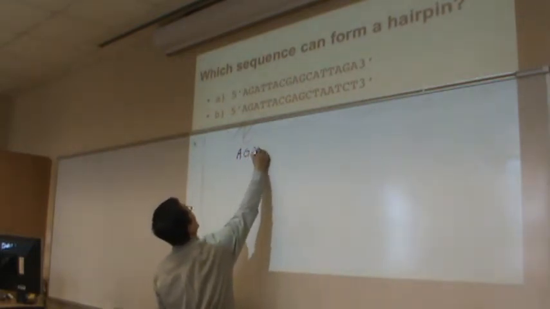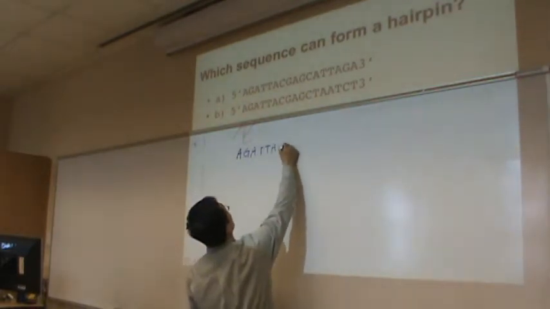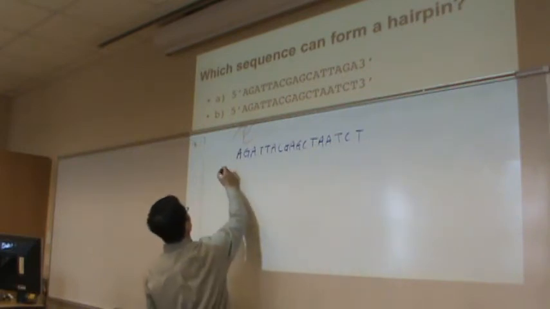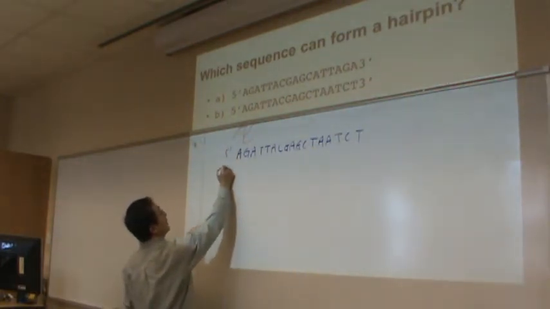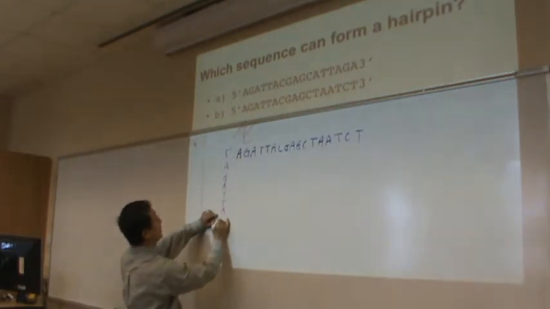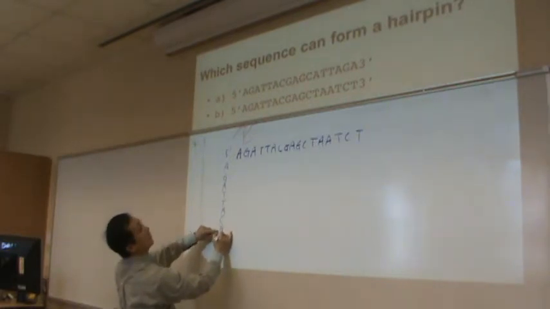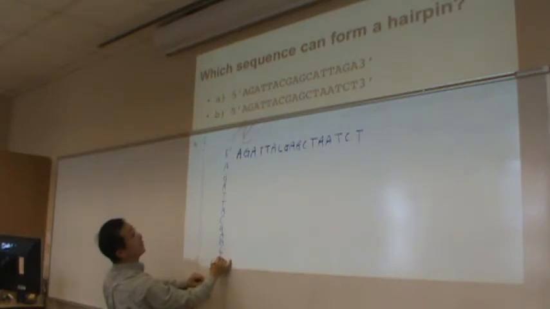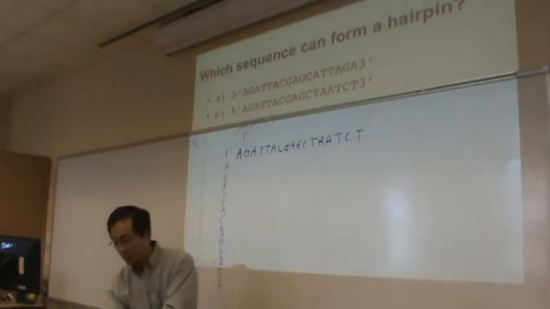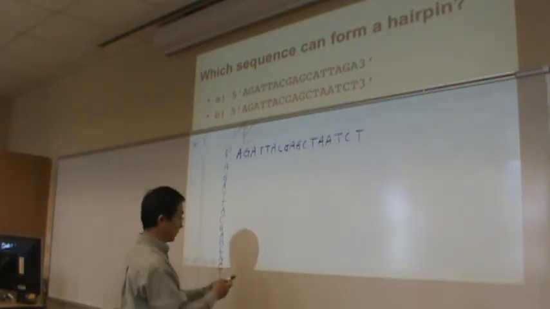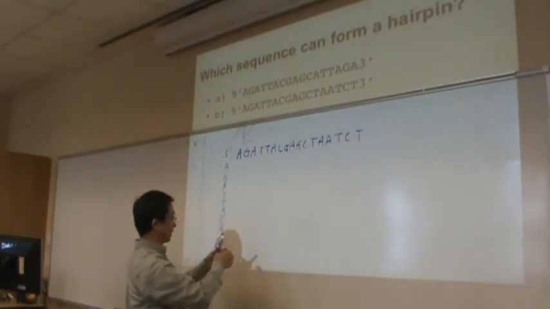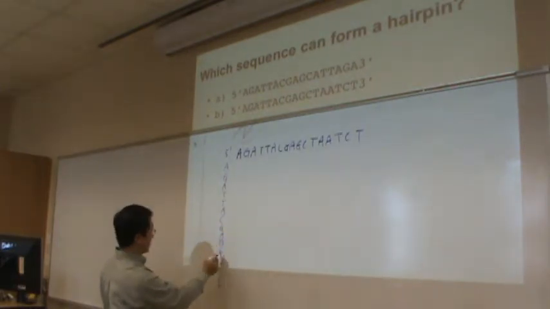Look at the second sequence: A G A T T A C G A G C T A A T C T. So that's 5' to 3', and then you just write it vertically: A, T, A, T, A, C, G, A, G, C, T, A, A, oh, it goes down, T, C, T. I'm going to draw a few lines. Because we are only interested in whether the sequence is going to pair to the end, I'm going to ignore the front part.